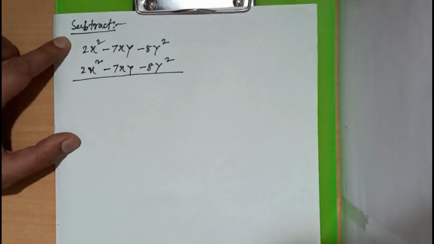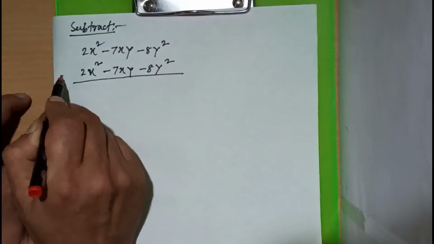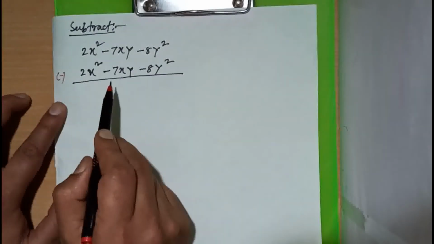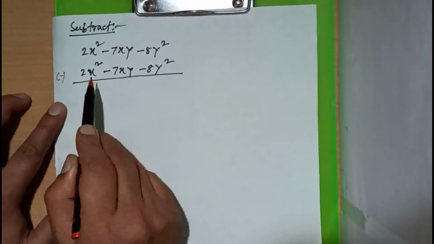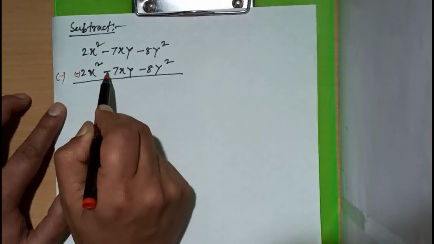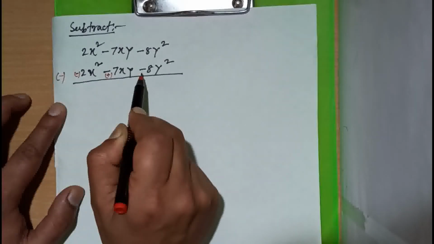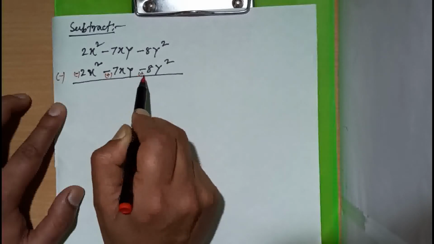Now let us take this example. Here again we are going to subtract, so I will give a subtraction sign. Now it is a positive 2x square, but after putting the subtraction sign it will become negative. This is negative, so it will become positive. This is negative, it will become positive.